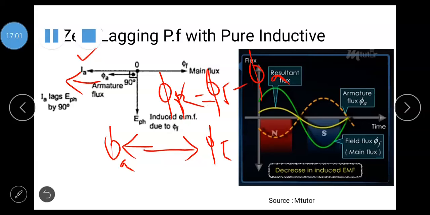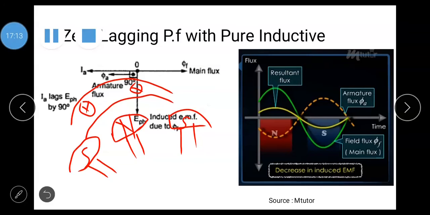In the previous case, the pure resistive load, it is a cross magnetizing effect. In this case, the pure inductive case, it is a completely demagnetizing effect. Now you can see what happened at the armature conductor. The cross is nothing but the current flowing into the armature conductor, and the dot is nothing but the current coming out from the conductor. So this is pure inductive with 90-degree lag, so the armature flux and the main flux oppose each other.